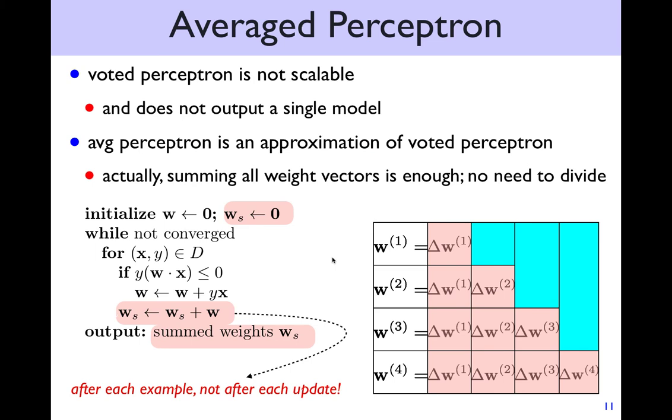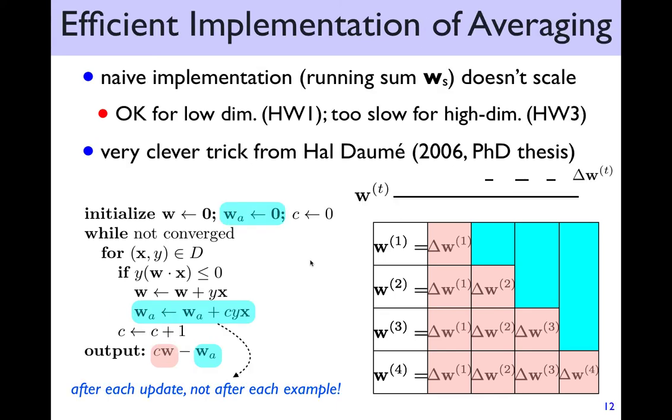Okay, so this is the naive implementation of average perceptron, right? Just like in voted perceptron, there's a very, very naive implementation. There's a slightly smarter or slightly faster implementation. In average perceptron, there's also a naive implementation like this, and a much better, much faster, much more efficient implementation of averaging. Due to Hal Daumé, he's also the author of our textbook, CIML, right?